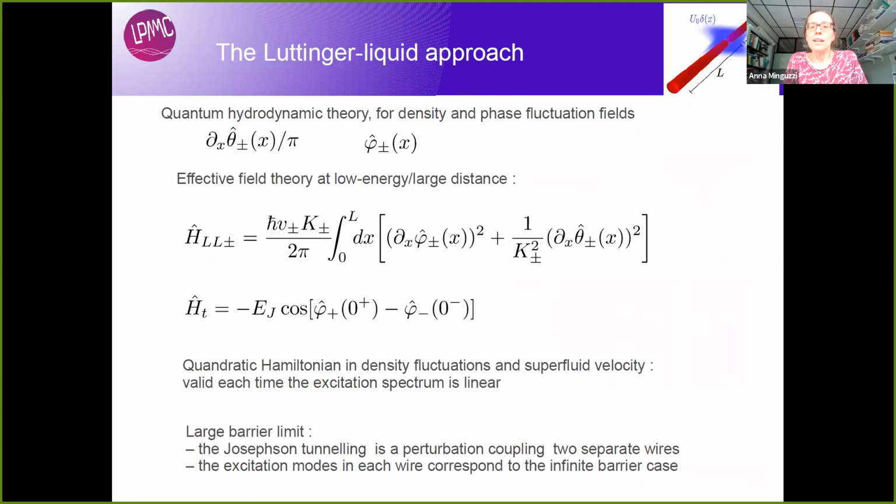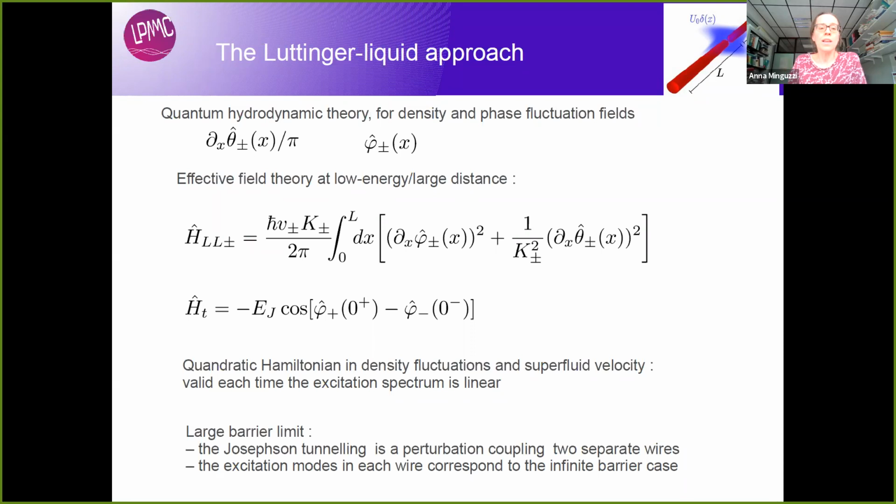So let us consider a set of two wires with intermediate to strong interaction of the bosons in each of them. And to describe the dynamics of the system, we will use the Luttinger liquid theory. As you already heard, and most of you already know, it's a quantum hydrodynamic theory for the density and phase fluctuation fields. So for each of the two wires, we introduce a phase field phi associated to the velocity of the fluid and the field theta, whose gradient is associated to the density fluctuations.